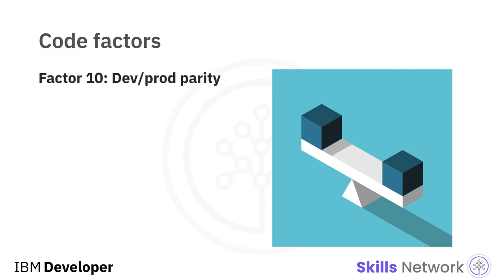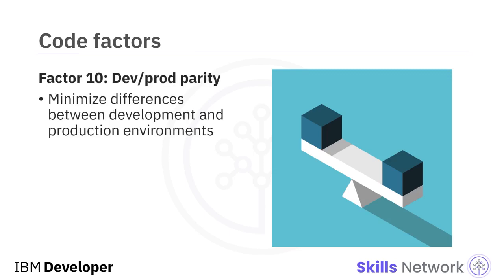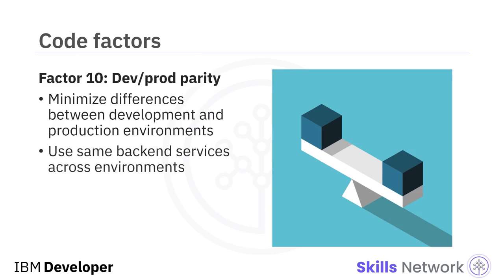Factor 10 is dev or prod parity. This factor minimizes the differences between development and production environments, which is necessary to enable continuous delivery to quickly promote changes into production. This action reduces the chance that code runs appropriately in one environment but not in another. Parity is particularly essential for back-end services. If you use a MySQL database in production, you should use the same version of MySQL database in your development environments. Parity helps catch failures earlier in the development process.